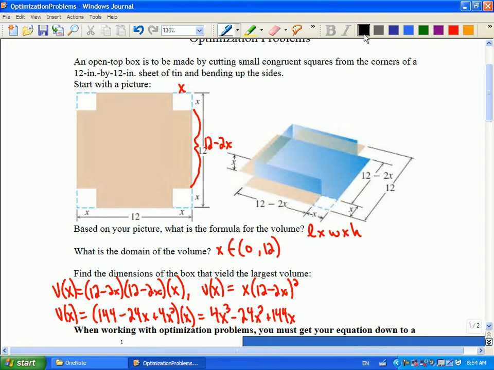So my derivative is going to be, let me just change this thickness here for a sec. Okay, so the derivative for the volume is 12x squared minus 48x plus 144. And I can take a 12 out of this, so I will. This would be 12x squared minus 4x plus 12. And I believe this should factor. Let's see here.